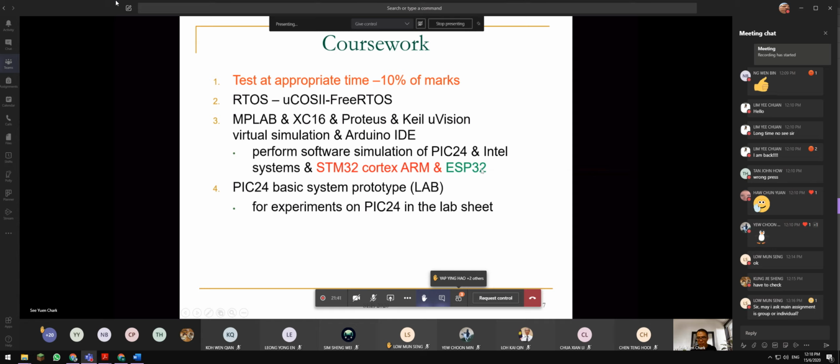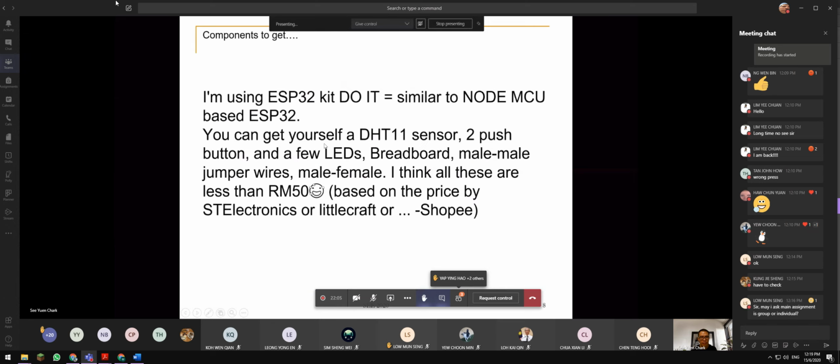I hope that you own an ESP32 development board. Okay, we go into details later. And then we also touch on PIC24. We do most of the experiments using PIC24 and ESP32. Okay, good. So this is a list of components I propose for you to purchase.